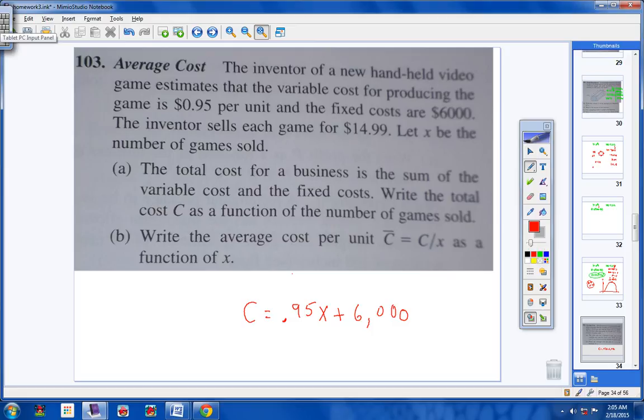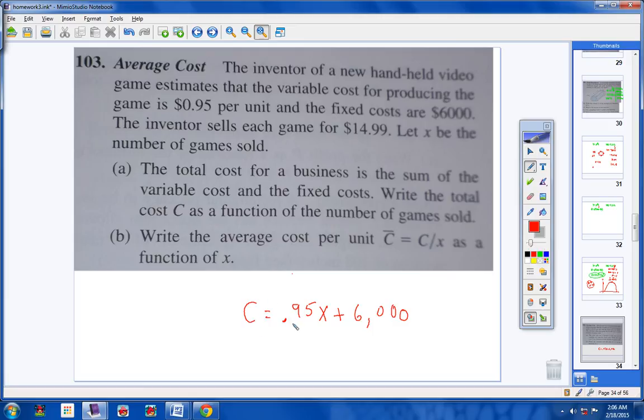Alright, now it says write the average cost, C, write the average cost per unit as a function of X. Now look, we already have here a cost function based on X, which is your number of units. Now think about it, guys. They want us to write the average cost per unit. So come on, think about this. This is your total cost right here. C equals all of this.